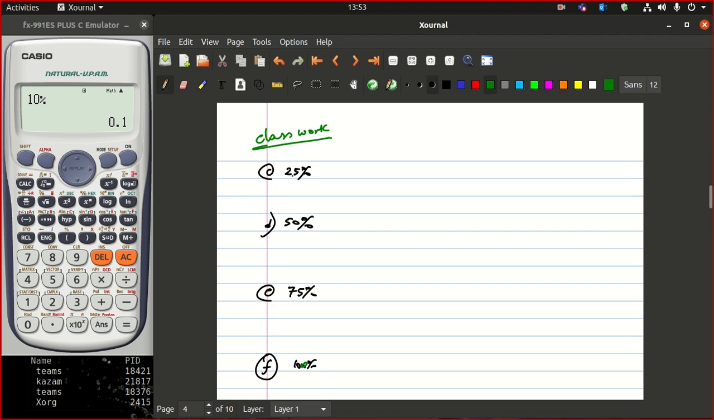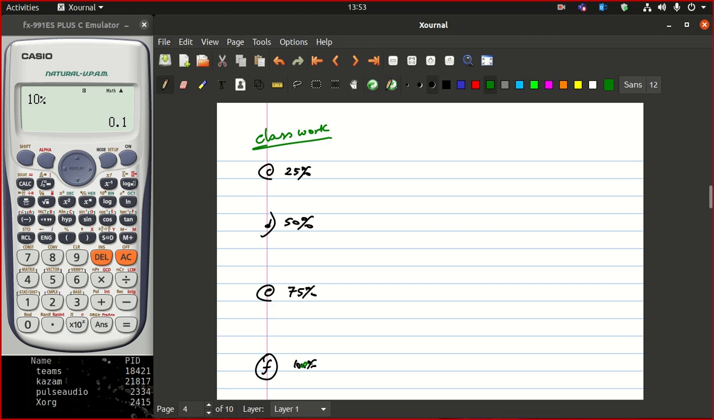I just want us to convert what is 25%, what is 50%, and what is 75% as a fraction, and also what is 100%. You can just send the solutions on our group. I will be able to see which one is what I'm looking for and which one is not.